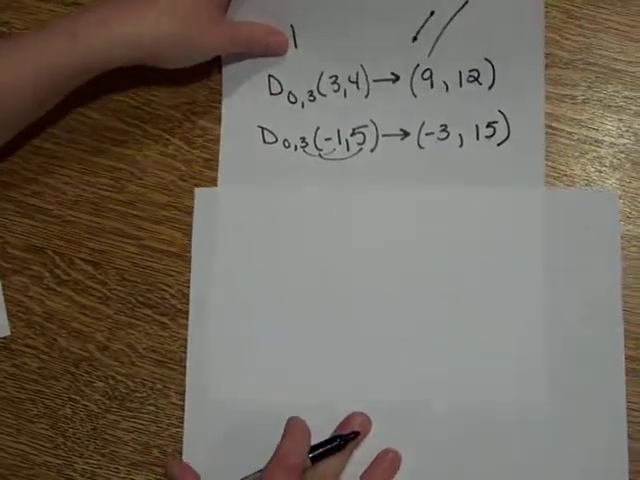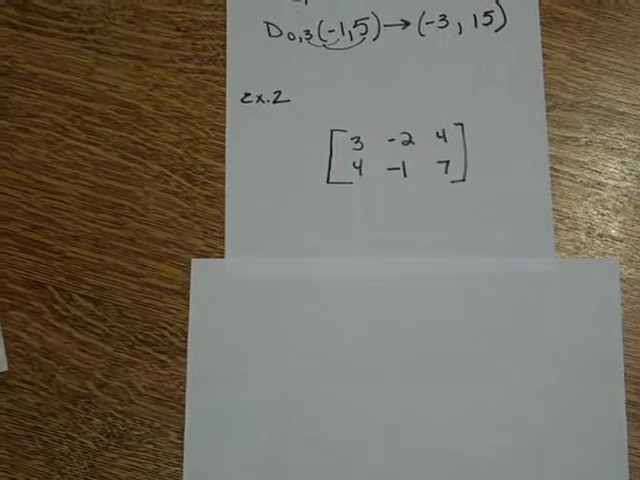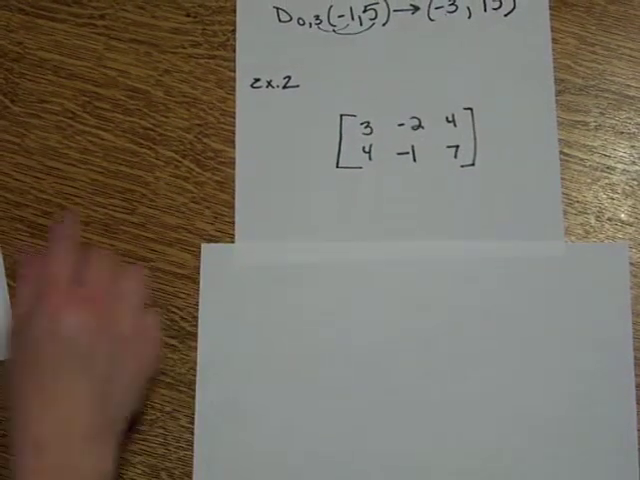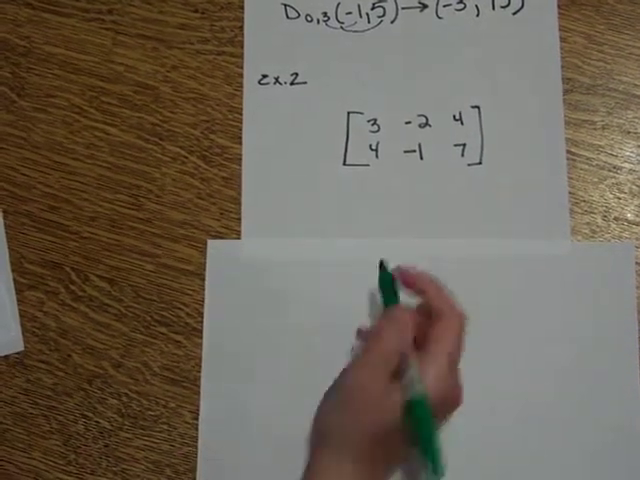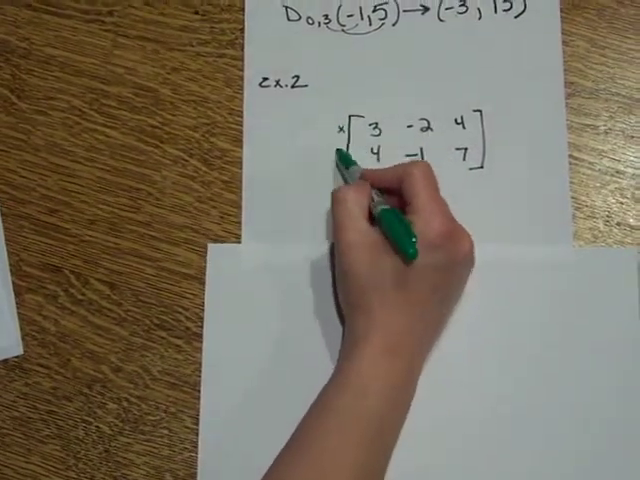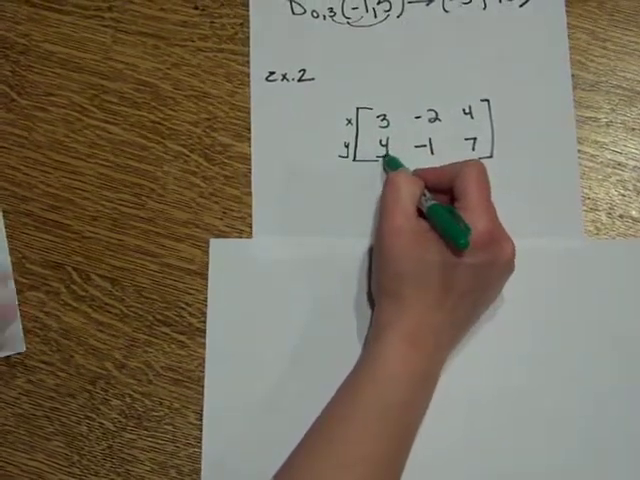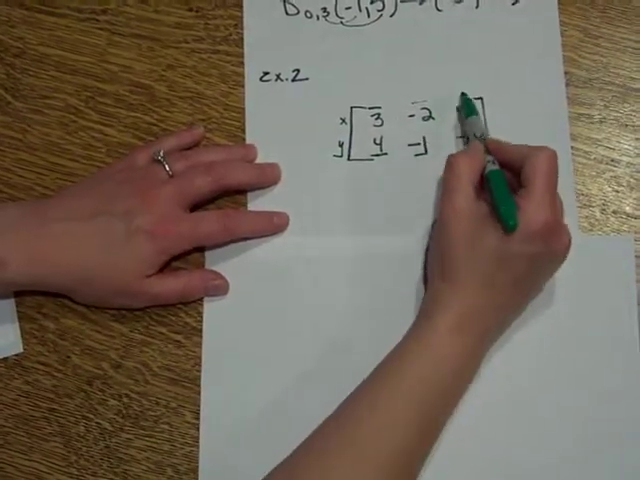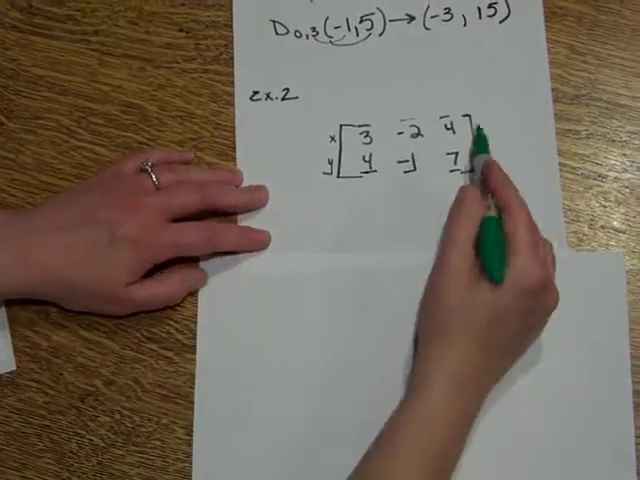If we were going to dilate something larger, such as a triangle, as we see in example 2, then a matrix is actually going to be a tad bit easier for us. Remember, this is my x value, this is my y value, this being a single point here. This is one point of my triangle, this is another point of my triangle, this is the third point of my triangle. If we had a quadrilateral, we'd have one more.